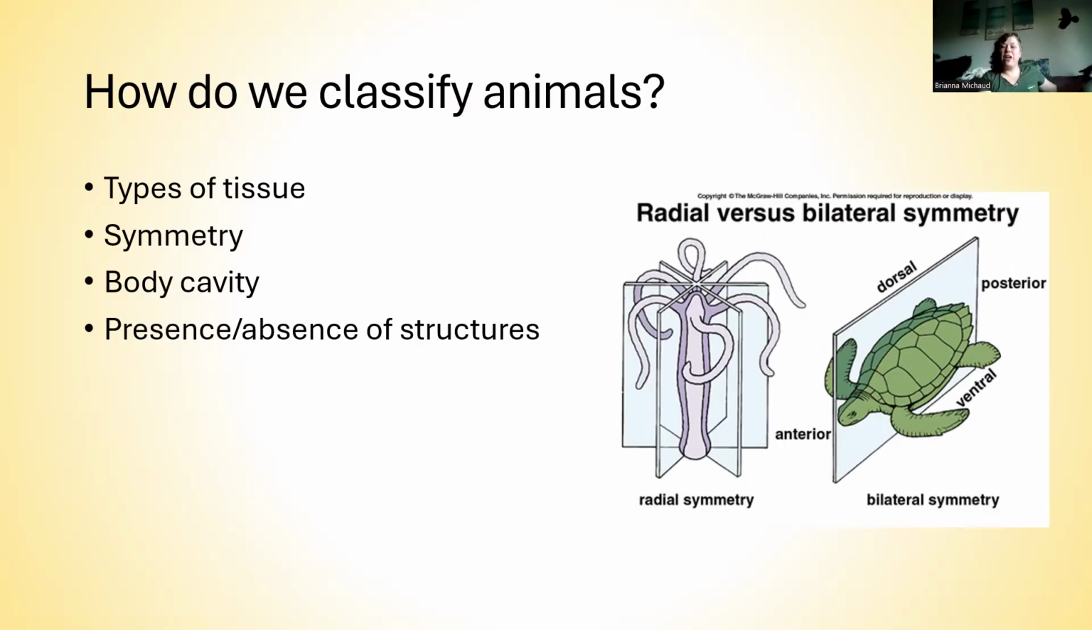That is where you can split an animal down the middle and both halves are pretty similar. So for example, we are bilaterally symmetrical because if you split down the middle, you've got an eye on each side, an arm on each side, a leg on each side. So we are bilaterally symmetrical.